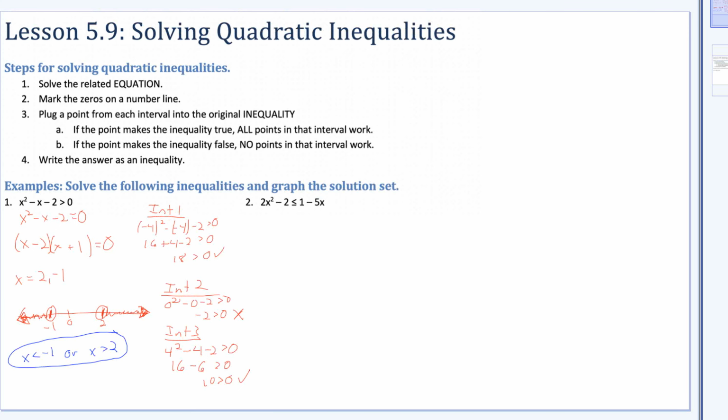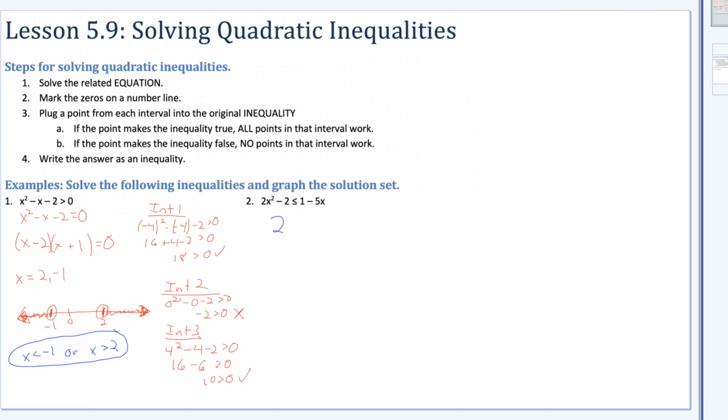In this next example, we're going to do the same idea. So we have 2x squared minus 2 is less than or equal to 1 minus 5x. In order to solve something like this, we want to get everything to one side and see if we can factor. So we'll add 5x to both sides and subtract 1 from both sides. That gives us 2x squared plus 5x minus 3 is less than or equal to 0.